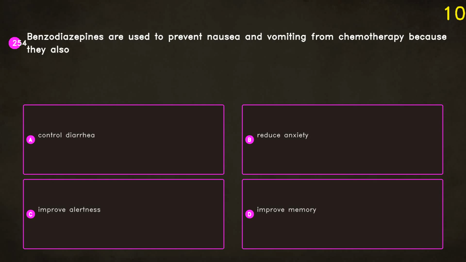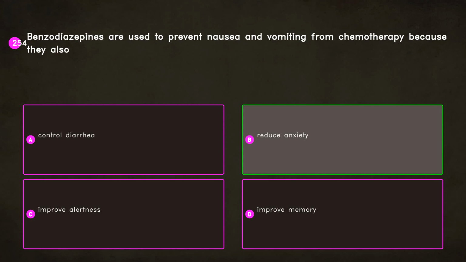Question 254. Benzodiazepines are used to prevent nausea and vomiting from chemotherapy because they also A. control diarrhea, B. reduce anxiety, C. improve alertness, D. improve memory. The correct answer is reduce anxiety.